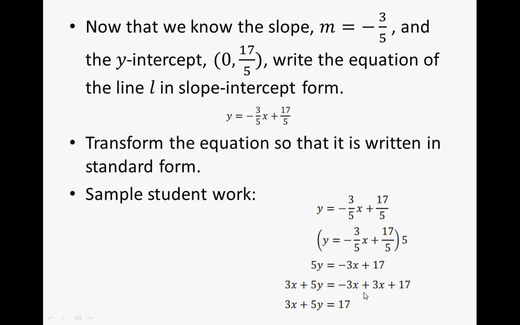Add 3x to both sides, we get 3x plus 5y equals 17. And since everything is positive on the left-hand side, we don't have to multiply the entire thing by -1.